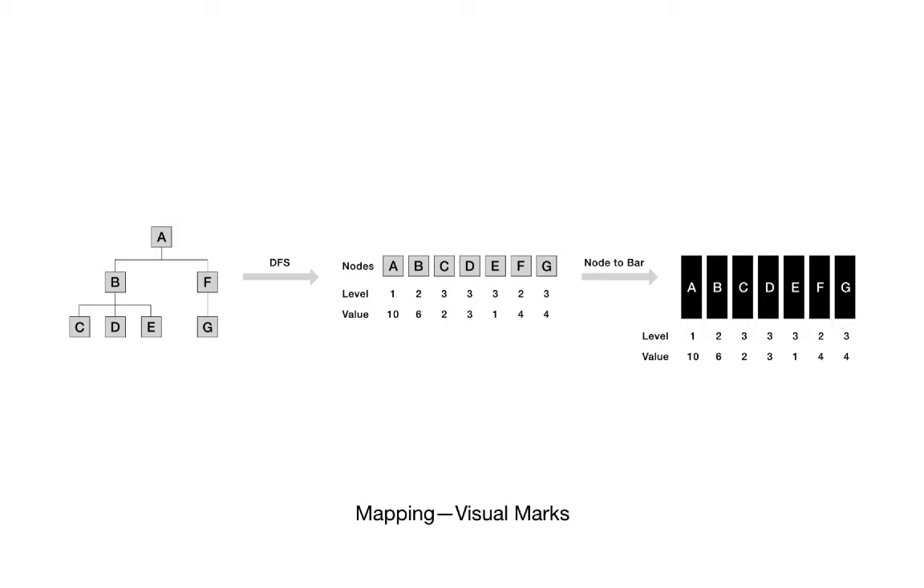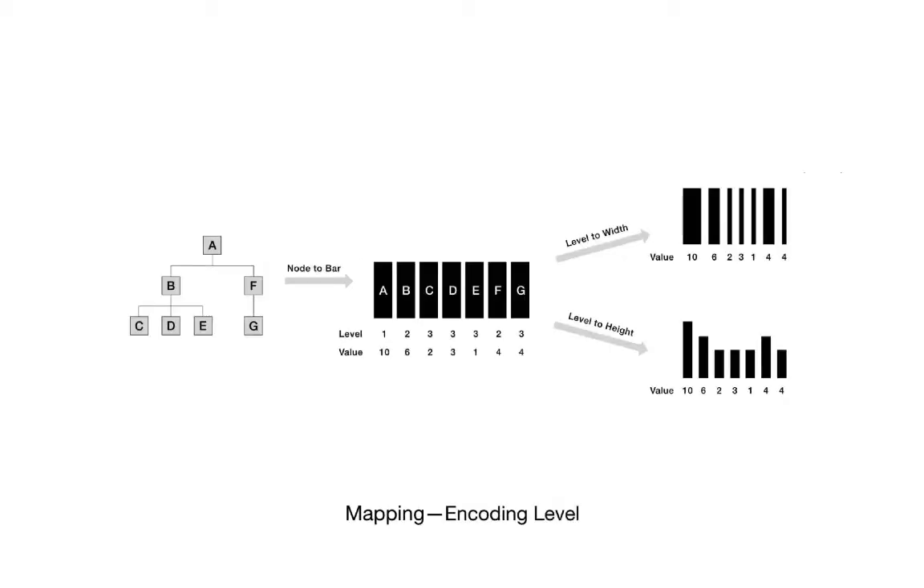It is critical for the linearized representation to preserve the hierarchical structure information and node value information. Therefore, we encode this information to parallel bars and get two designs of BarcodeTree.